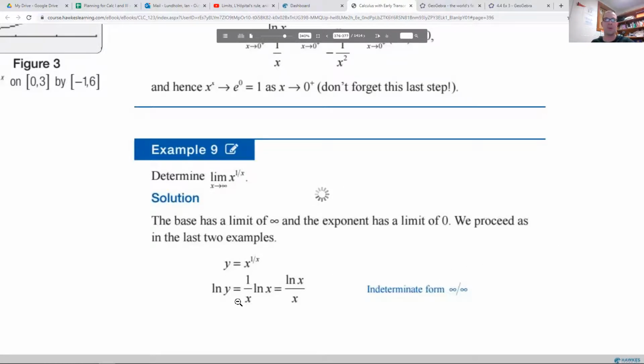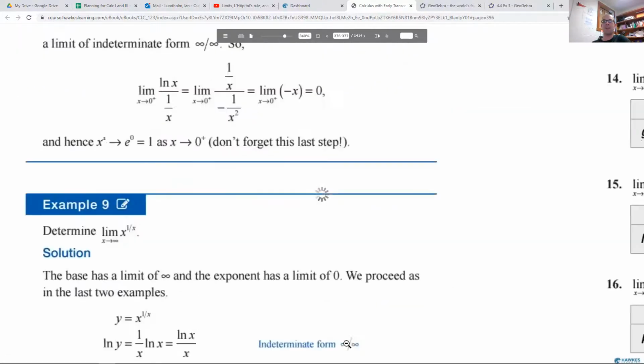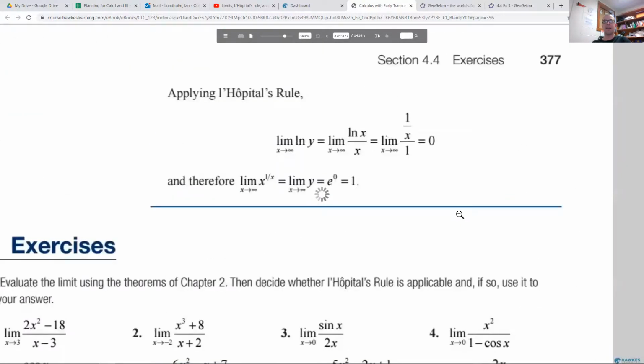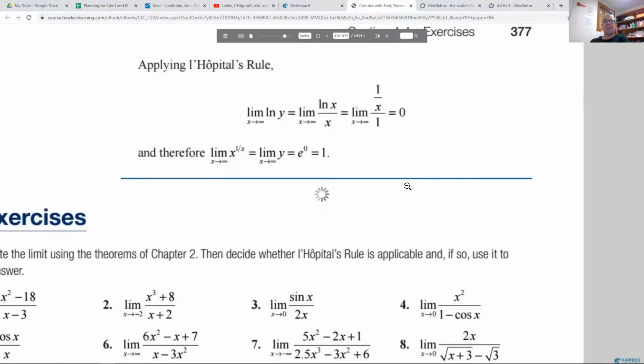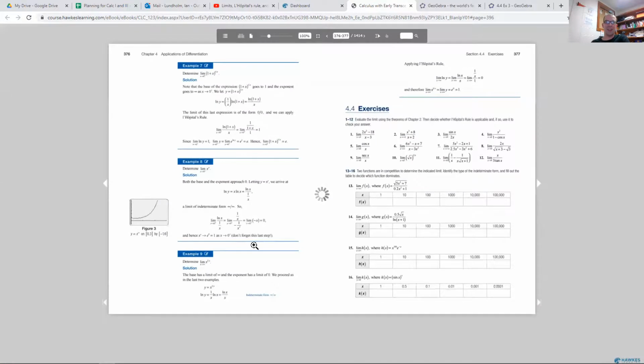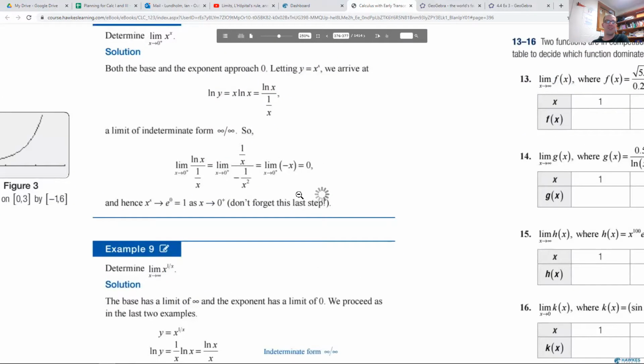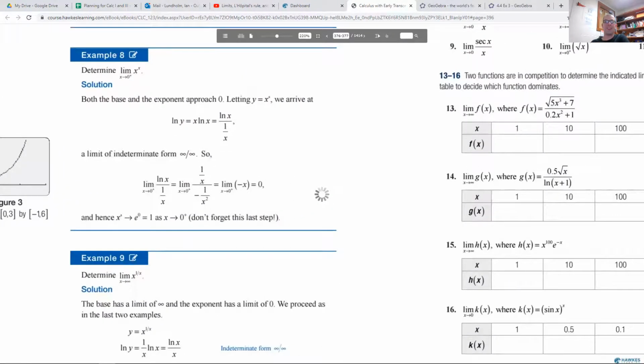But again, we do this thing where we get the y equals the limit part. You use this to get it into a quotient, indeterminate form infinity over infinity. And then after doing L'Hopital's rule, you get 0. And again, it turns out to be 1. I don't know why there's example 9. That one's boring. This one's fine, but also kind of boring. Okay, we're great. Example 9. Let's keep moving.